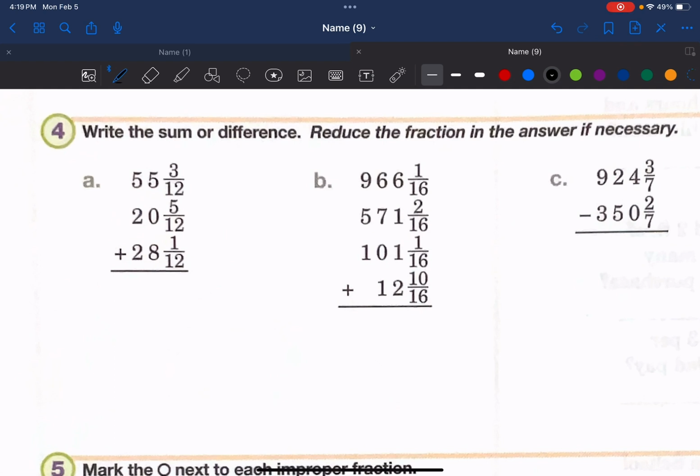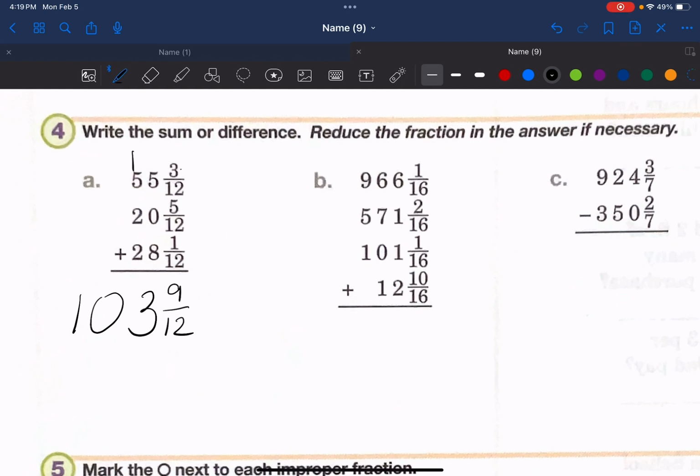All right, write the sum or difference and then reduce the fraction if necessary. Okay, so same thing as what we just did up above, but we have 3 plus 5, which is 8, plus 1 more is 9. 9/12. And then you also need to solve the whole number side. So 8 plus 5 I know is 13. I'm going to carry my 1. I have 6, 8, 10. So I have 103 and 9/12.